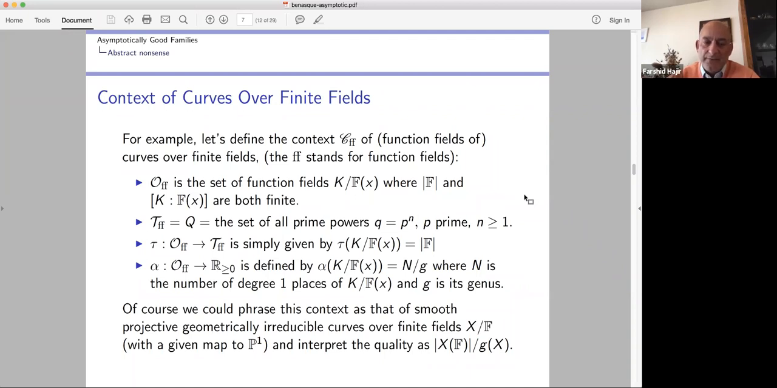And finally, what is this measure of quality? This is something that will be familiar to everyone here: you take the number of degree 1 primes of the function field divided by the genus. Or if you think of the curve associated to the field, you're just counting the number of points on the curve, dividing it by the genus.